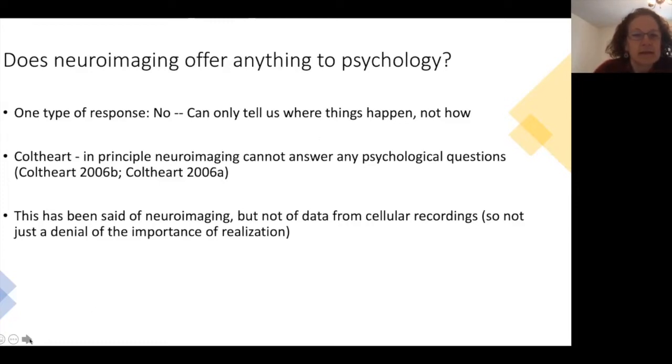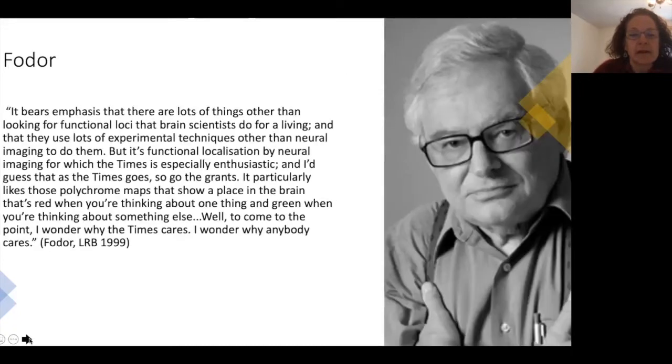Oh, I see. Okay. And in philosophy, Fodor has been noteworthy in bashing neuroimaging as well. So in a pretty entertaining article in the London Review of Books, Fodor said, it bears emphasis that there are lots of things other than looking for functional loci that brain scientists do for a living, and that they use lots of experimental techniques other than neural imaging to do them. But it's functional localization by neural imaging for which the Times is especially enthusiastic. So he's criticizing the Times here for their coverage of imaging.